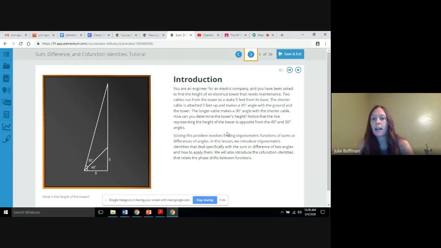Notice the line that represents the height of the tower is opposite the 45 and 30-degree angles. Solving this problem involves finding trig functions of sums and differences of angles. And so in this lesson, we'll figure out a way we could solve this problem.